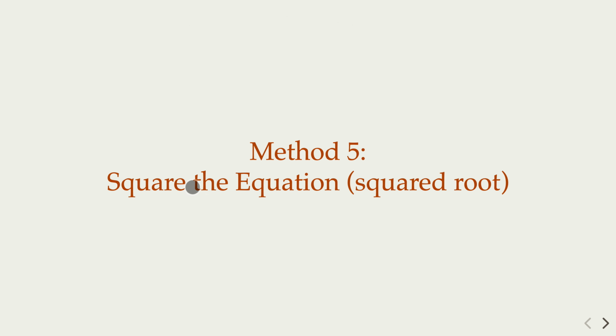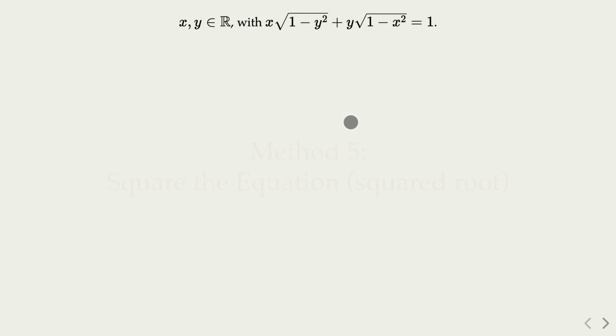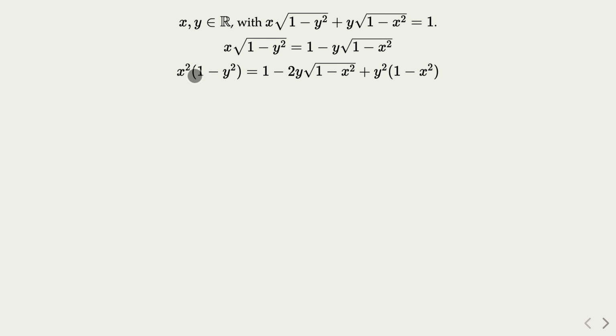So here we have the equation with square roots. We just square it, right? Of course, you don't want to directly square it. You want to move this term to the right hand side and then square it. Right? Let's do that. Let's square both sides, right? And then let's do some algebra here.